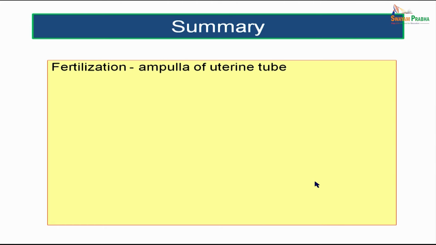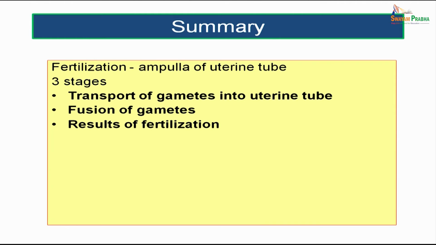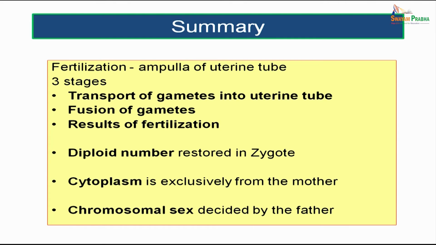We have already mentioned that fertilization happens at the ampulla of the uterine tube, and it occurs in three stages: the transport of gametes into the uterine tube, followed by the fusion of gametes, the gametes being the spermatozoa from the father and the oocyte from the mother, and it results in fertilization. The main aim of fertilization is to restore the diploid number in the zygote. That is made possible by the haploid contribution from the father as well as from the mother, and the cytoplasm is exclusively from the mother.